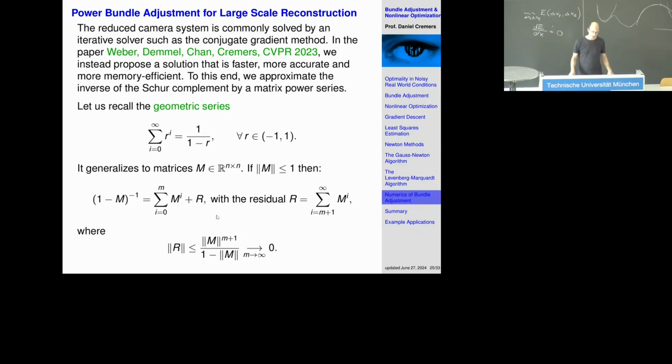And it's all based on something that you might remember from analysis. It's called the geometric series. It's a power series. So if you take an element r, scalar between -1 and 1, and sum up all the powers of r, from 0 to infinity, if r is in the interval -1 to 1, you get 1 over 1 minus r. This looks maybe a bit weird, but I'll give you an analogy.